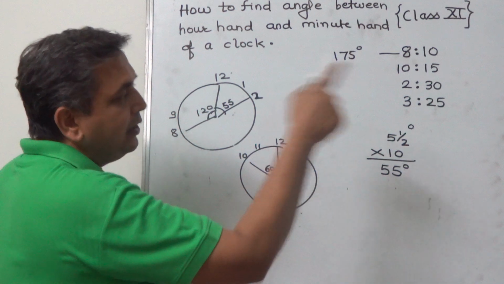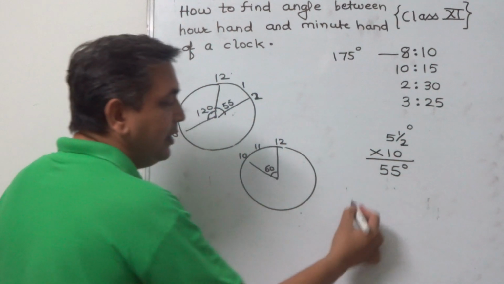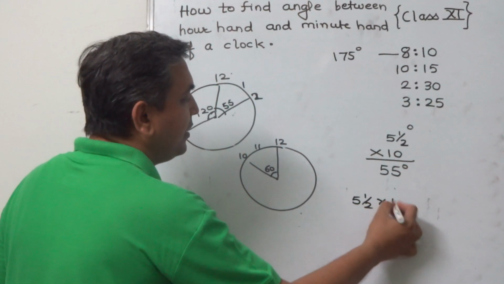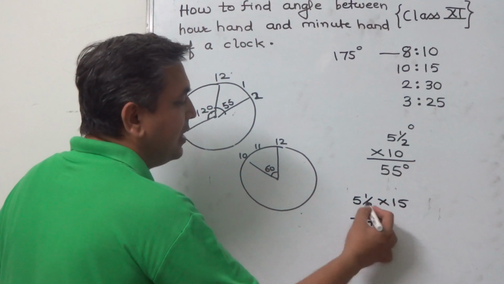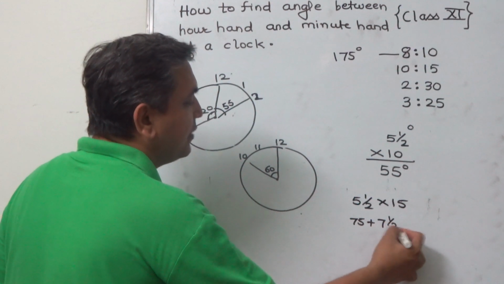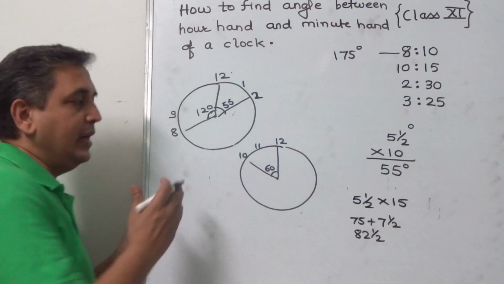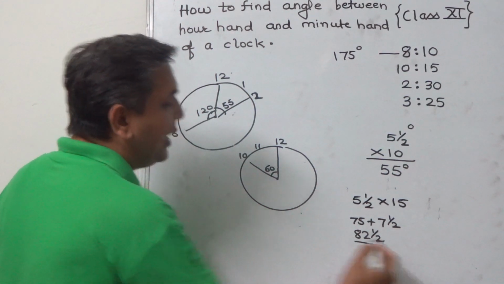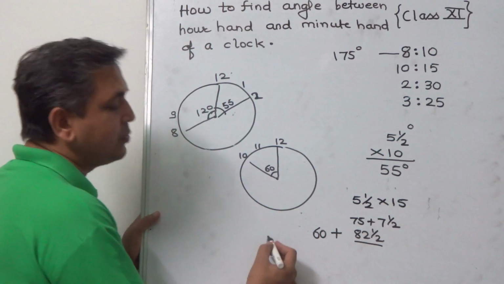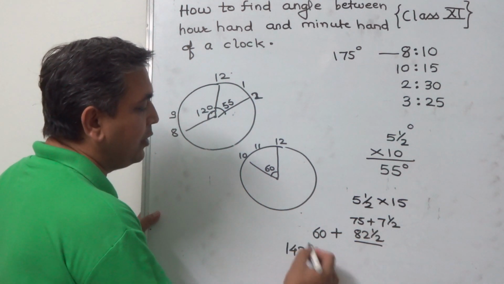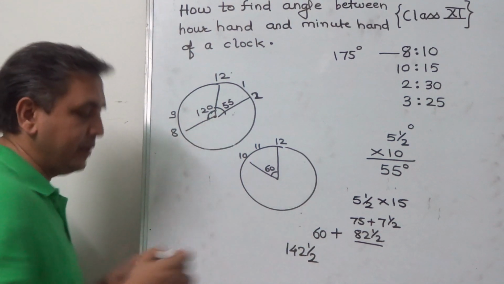Now we want 15 minutes after 10. Again 5.5 degrees per minute. So in 15 minutes, 5.5 degrees into 15. What is this? 15 fives are 75 plus half of 15 is 7.5, and 75 plus 7.5 is 82.5. So the angle increases by 82 and a half degrees. Earlier it was 60, it increases by 82 and a half, and so the angle becomes 142 and a half degrees. Clear?